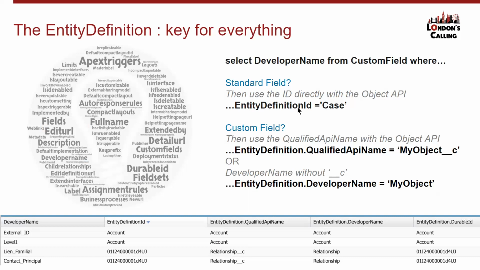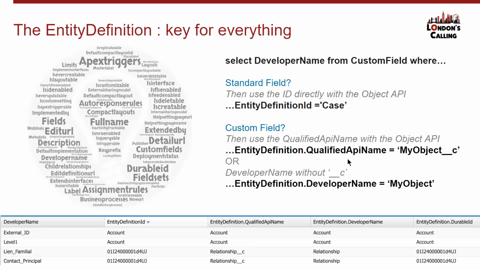If you're working on a standard object, the entity definition ID will always be the name of the standard object. If you're working on a custom object, the entity definition ID will be a real ID. So don't be surprised if the ID is the name of your standard object. It's how Salesforce works.